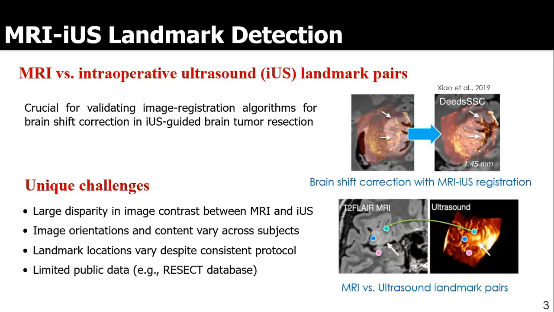MRI ultrasound landmark pairs are beneficial for validating the image registration algorithms for brain shift correction in ultrasound-guided brain tumor resection. However, there are unique challenges in finding MRI ultrasound landmark pairs. First, there is a large disparity in image contrast between MRI and ultrasound. Second, image orientation and the content vary across the subjects. Also, landmark locations vary despite the consistent protocol for landmark tagging in ultrasound and MRI. Finally, there is limited public data for these tasks.